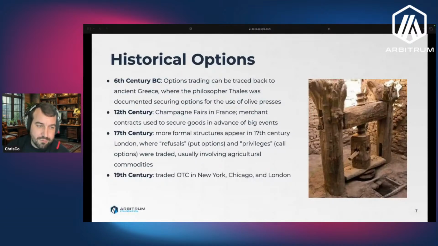In the 17th century, London, England started to formalize more options in their financial markets. And so you'd start to see what they called refusals and privileges being traded at the time, mostly involving agricultural commodities, wheat, corn, etc. In the 19th century, we started to see over-the-counter trading in the U.S. and in England, with New York, Chicago, and London being the primary cities for those trades. And to this day, those cities remain important markets for options trading.